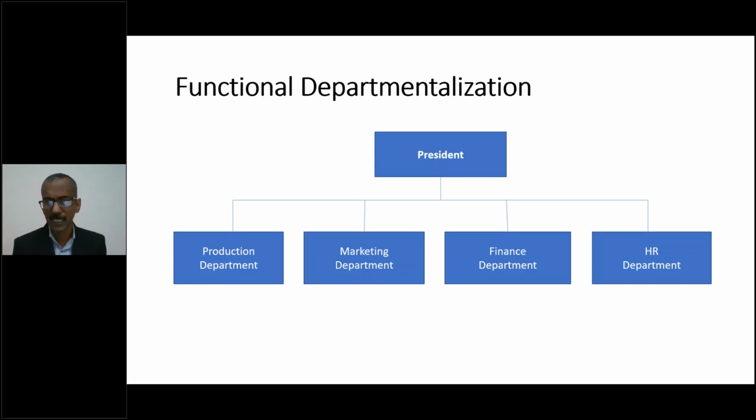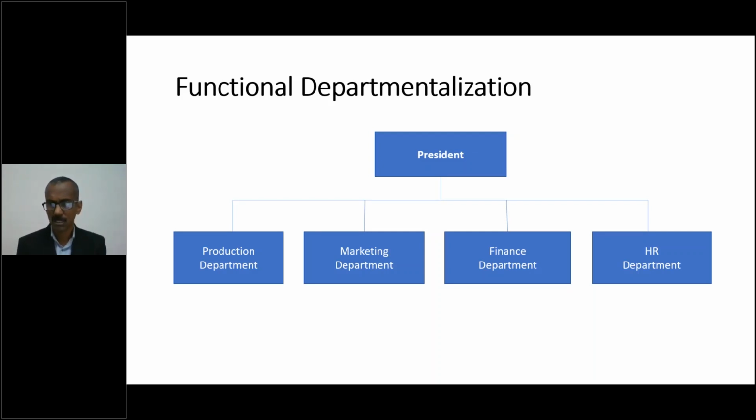So this is functional departmentalization. Just to represent, I have written president. A designation can be anything. It can be simply a manager. It can be a general manager. It can be vice president. It depends upon the organization. But just to represent, I have written president. So someone at the top, the tasks are arranged or grouped on the basis of the function. All the tasks associated with production are included under production department. Then we have marketing department, finance department, HR department.